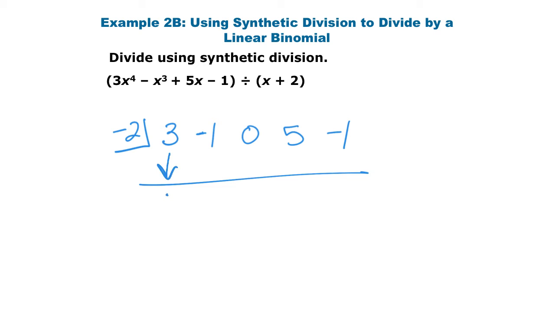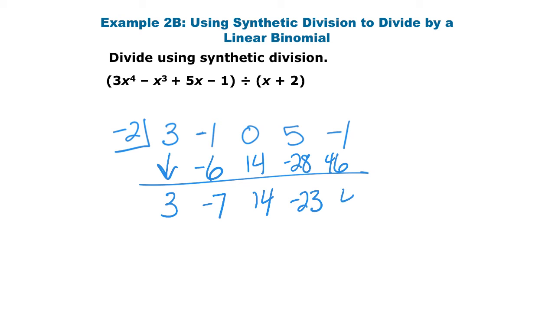First step, bring down the 3, and now we multiply. Negative 2 times 3 is negative 6, so that goes there. We add those together, that's negative 7. Then we just multiply again. Negative 2 times negative 7 will be positive 14. Add and bring those down. Negative 2 times 14 will be negative 28. Again, we add and bring this down. And negative 2 times negative 3 is going to be a positive 46. And we add and bring that down.